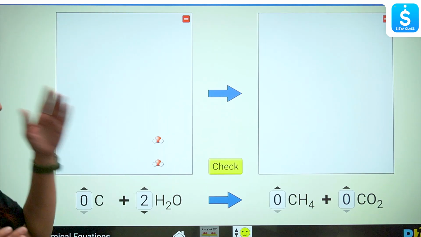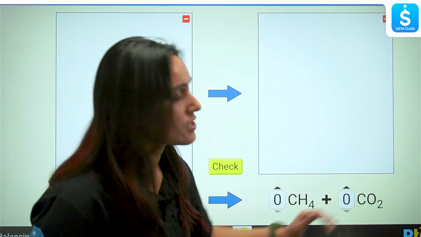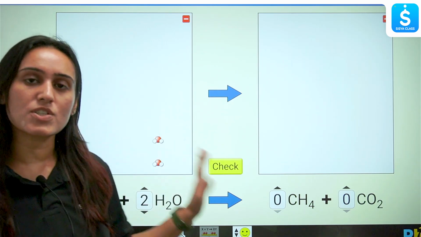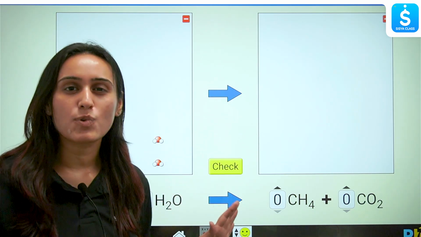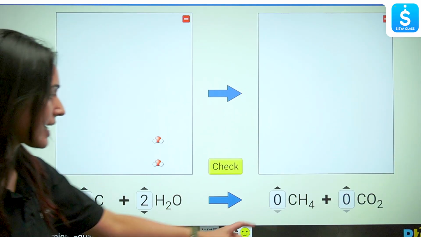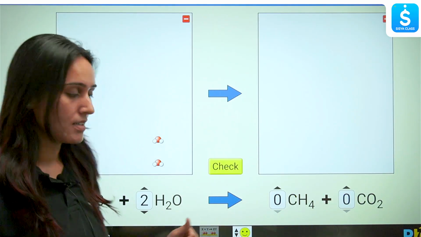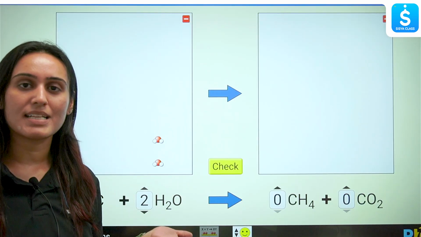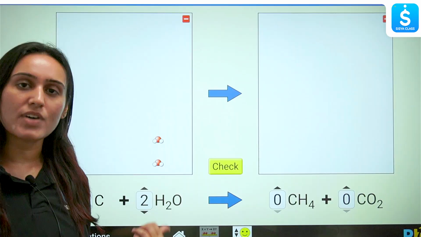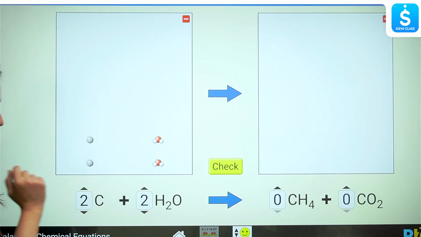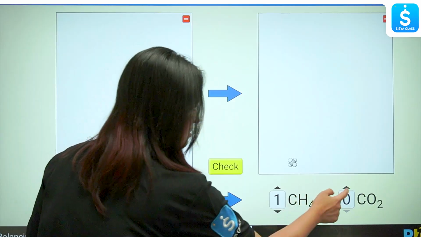Now what about oxygen? I can see 2 oxygen atoms on the product side, and after I have done the balancing, I can see 2 oxygen atoms here also. So we don't have to do anything with the oxygen. But what about carbon? I can see 2 carbon atoms here and I have only 1 carbon atom here. So I can balance it by increasing the number of carbon atoms on the reactant side. Let's do that. And I will make it 1.